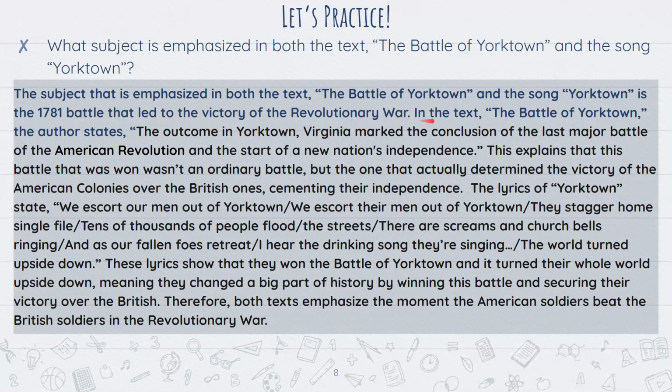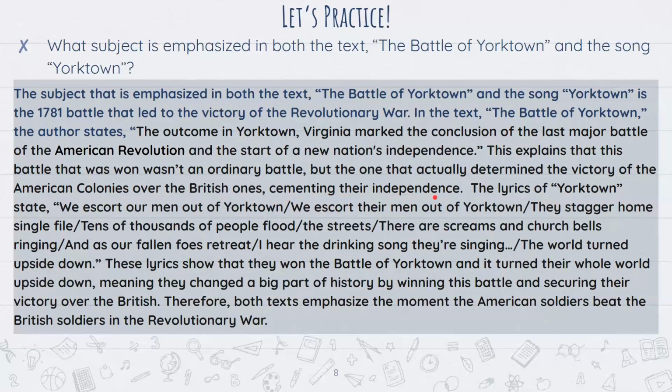That's my R. In the text, the Battle of Yorktown, the author states, the outcome in Yorktown, Virginia marked the conclusion of the last major battle of the American Revolution and the start of a new nation's independence. That's my first E. This explains that this battle that was won wasn't an ordinary battle, but the one that actually determined the victory of the American colonies over the British ones, cementing their independence.